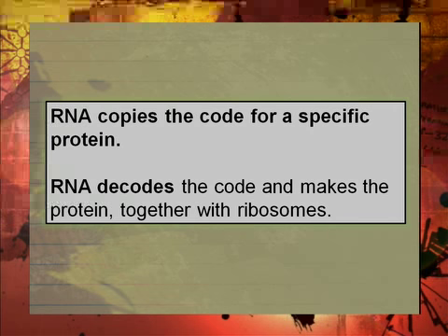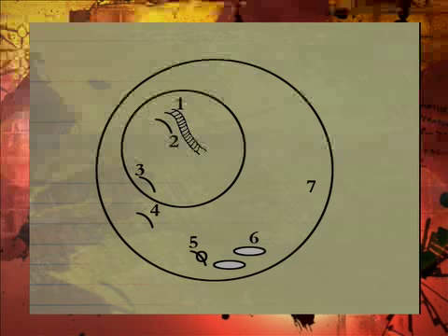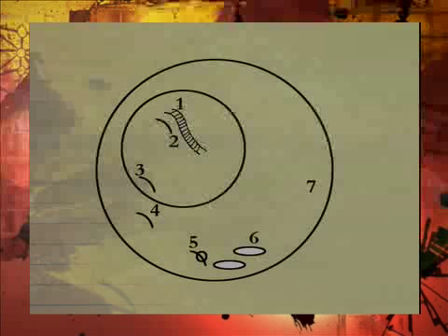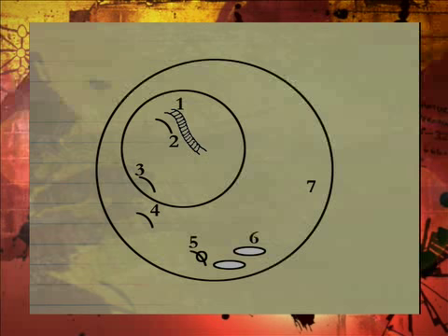And the RNA is going to copy the code from the DNA. It's going to decode the code, and together with ribosomes, it's going to make the protein. And if we have a look at this little diagram, we can see that 1 represents the DNA, 2 represents the RNA, which copies the DNA. The RNA can then leave the nucleus, which is shown by 3. It moves out into the cytoplasm at 4, and together with a ribosome, it makes the proteins, which is shown at 6, which go out into the cytoplasm to do whatever their job is supposed to be in the cell.